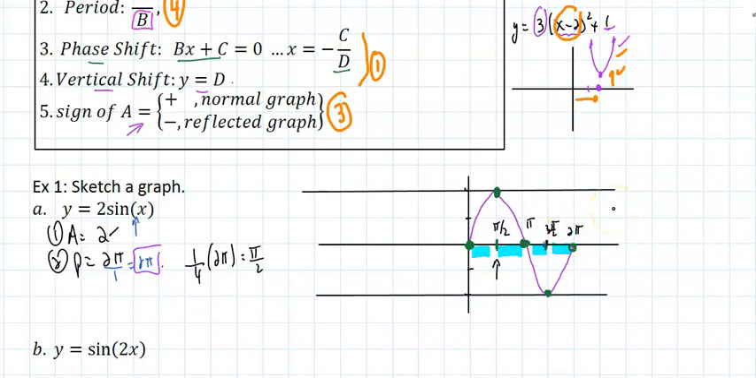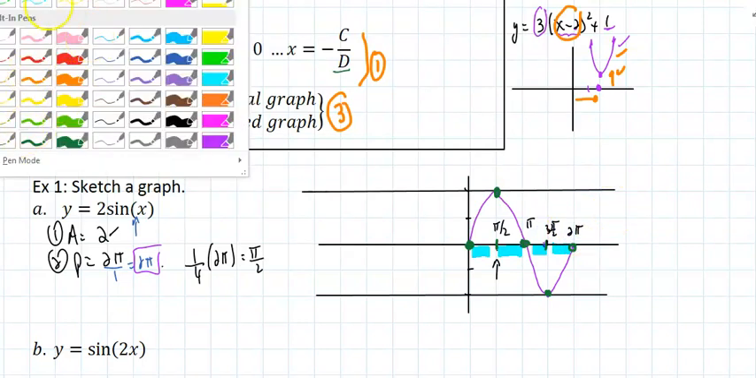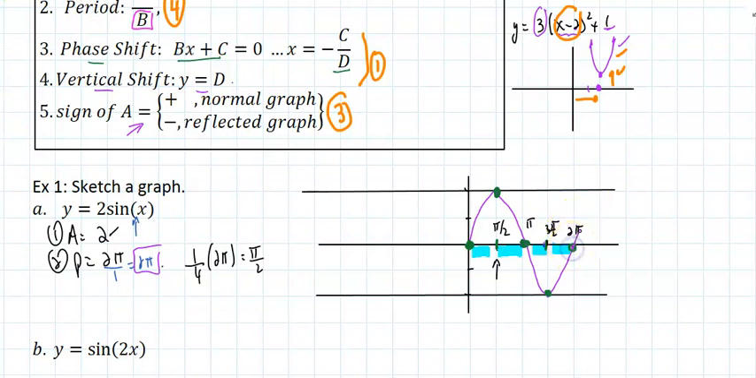If I was to ask you to sketch another period, and I will, you could continue the same trend and give me as many periods as I like. If you start with pi over 2, 2 pi over 2, 3 pi over 2, 4 pi over 2, 5 pi over 2, 6 pi over 2, 7 pi over 2, and 8 pi over 2 is 4 pi. If you decided to give me a period to the left, to the right you add, to the left you subtract.